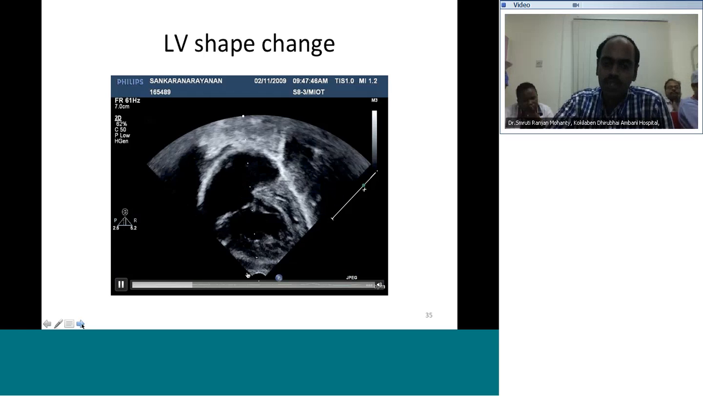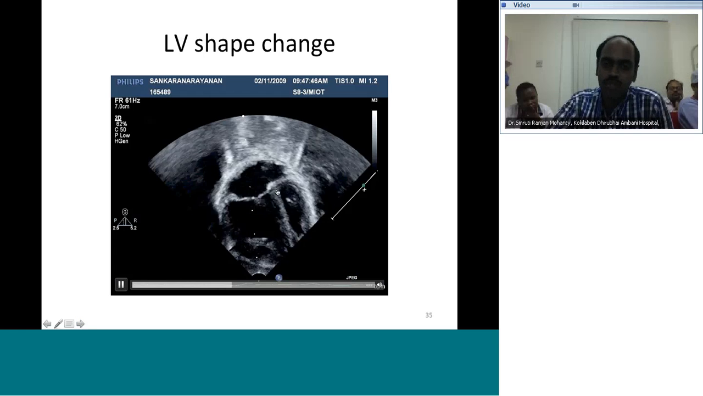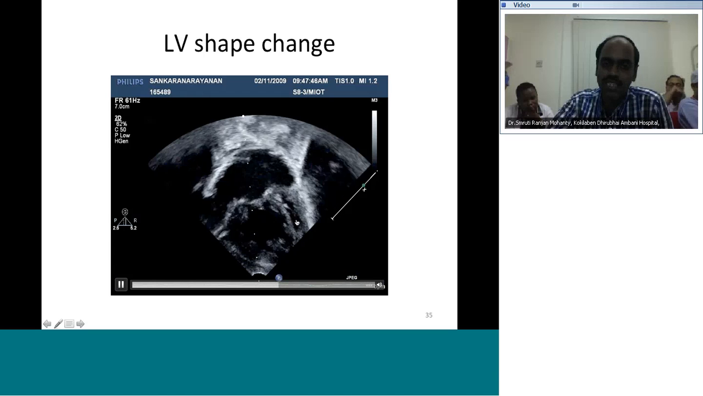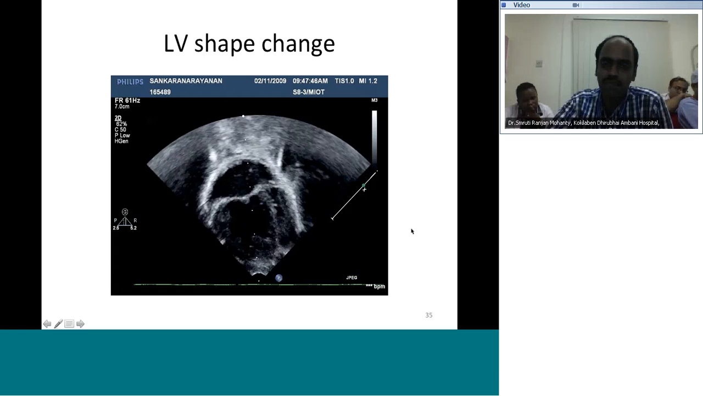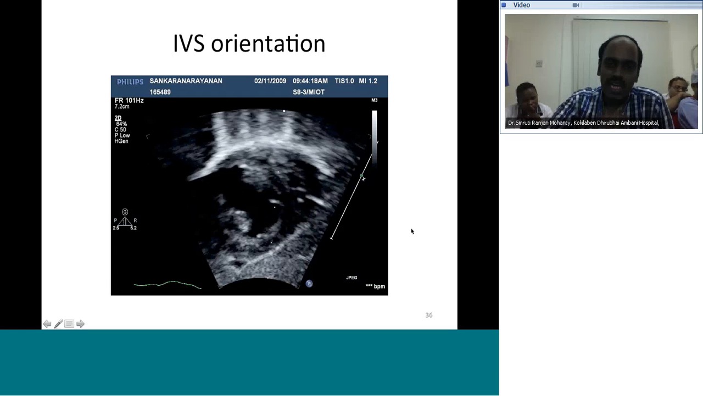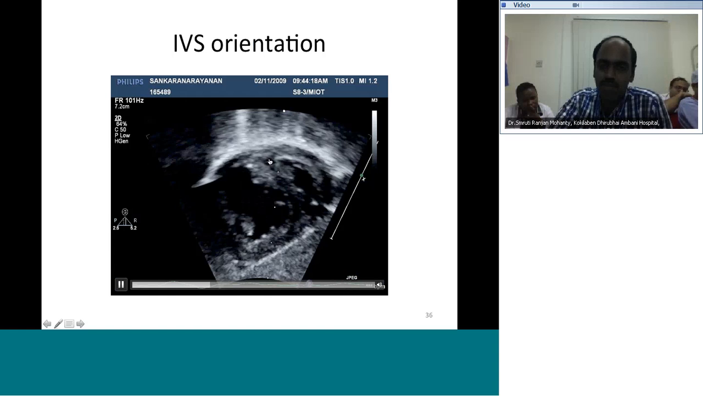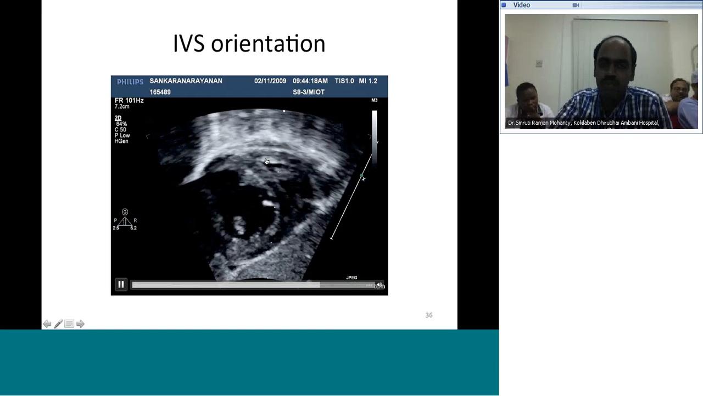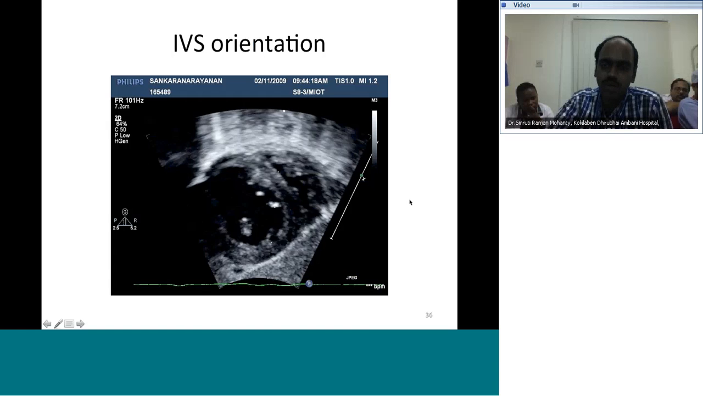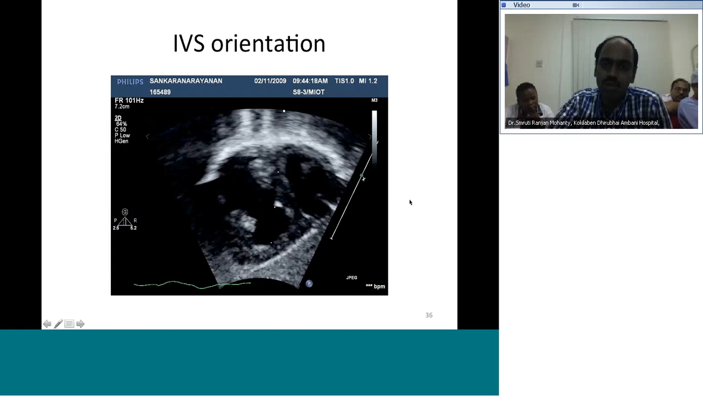Shape change. The normal left ventricle is a prolate ellipsoid, but this is now a squashed banana-like appearance. So this is also bad. The shape has become altered. Interventricular septal orientation. The normal interventricular septum should bow this way, but this is now bowing into the left ventricle. So interventricular septal orientation, how badly it bows.